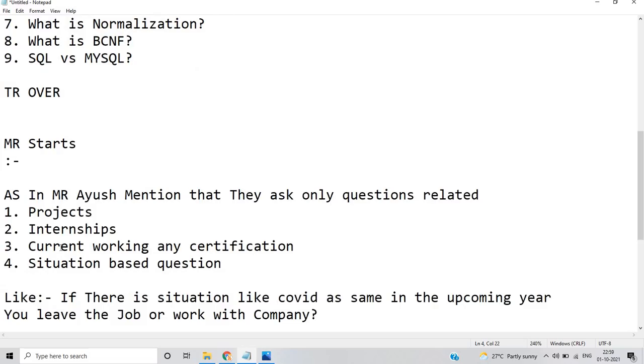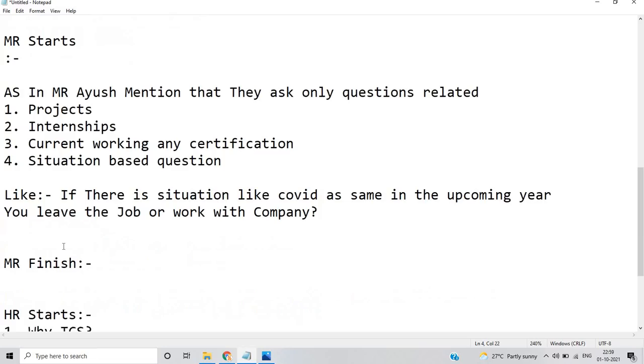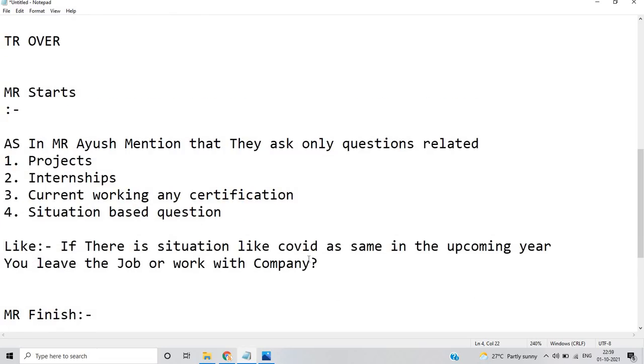In MR, Ayush mentioned that they ask only questions related to projects, internships, current work, any certification, and situation-based questions. What is a situation-based question in the MR round? For example, if there is a situation like COVID-19 again in the upcoming year, would you leave the job or work with the company? It is important that you prepare this type of answer very well.